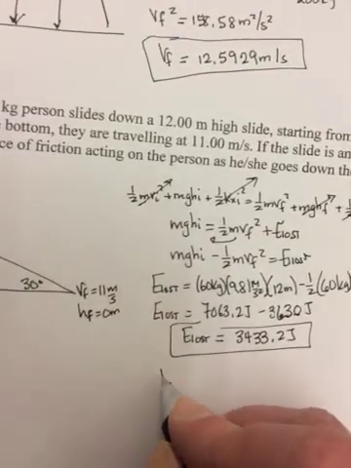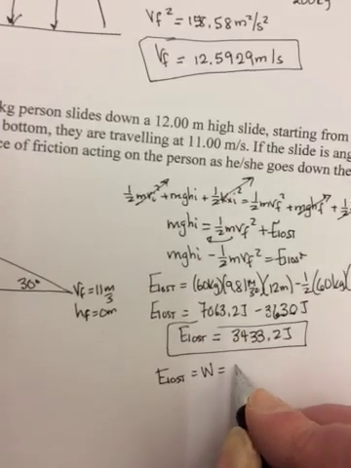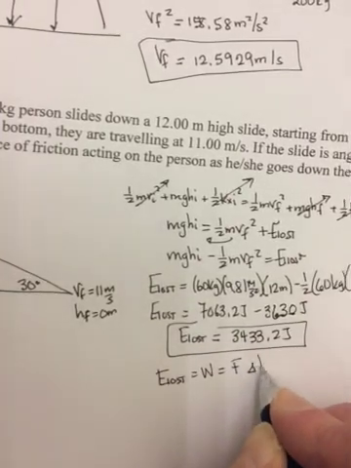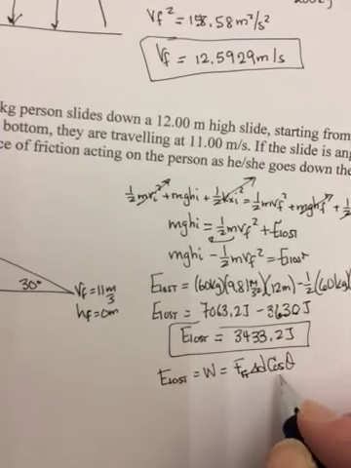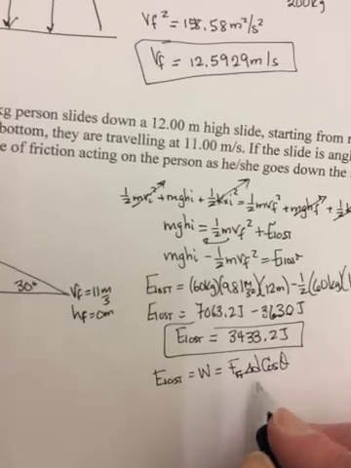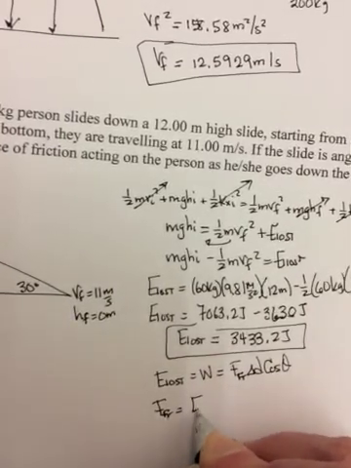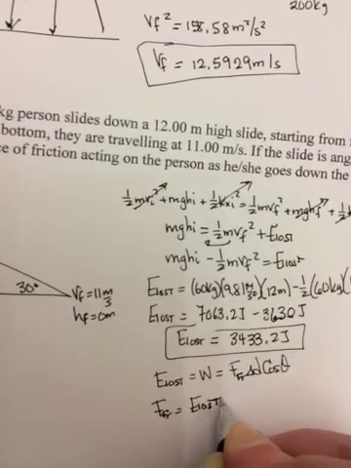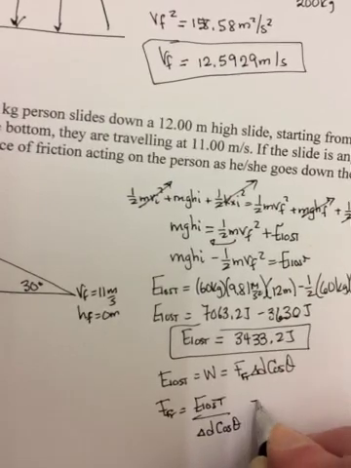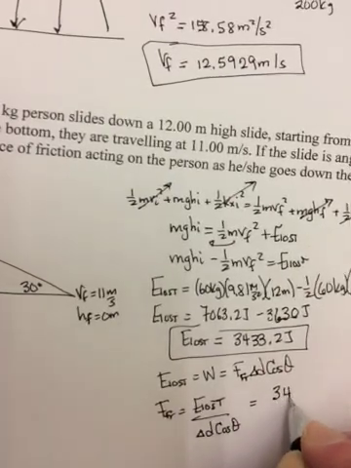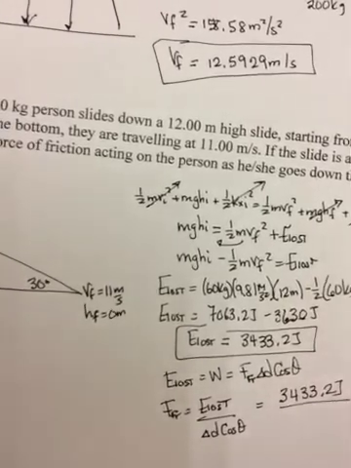So remember that E lost is equal to the work done by friction, which means it's F delta d cos theta, but the F is friction, and that's what we're looking for. So you would divide by delta d cos theta. So friction is equal to the E lost you just found divided by delta d cos theta. So on the top, 3,433.2 joules. On the bottom, what?